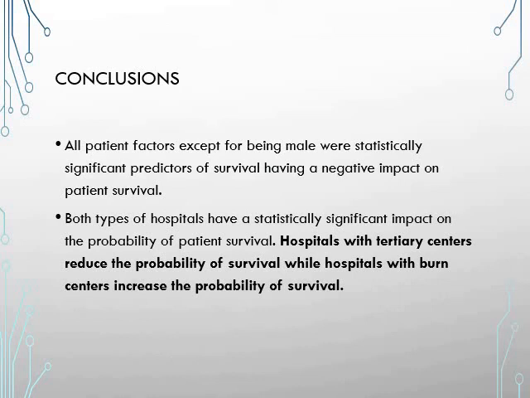In conclusion, all patient factors except for being male were statistically significant predictors of survival, having a negative impact on patient survival, and both types of hospitals have a statistically significant impact on the probability of patient survival. Hospitals with tertiary centers actually reduce the probability of survival, while hospitals with burn centers increase the probability of survival.